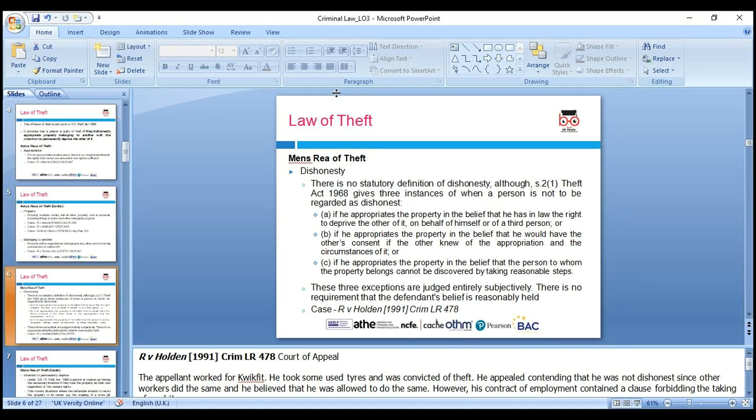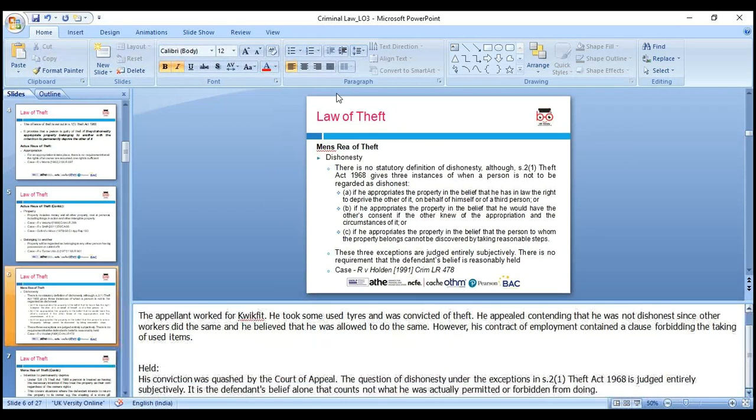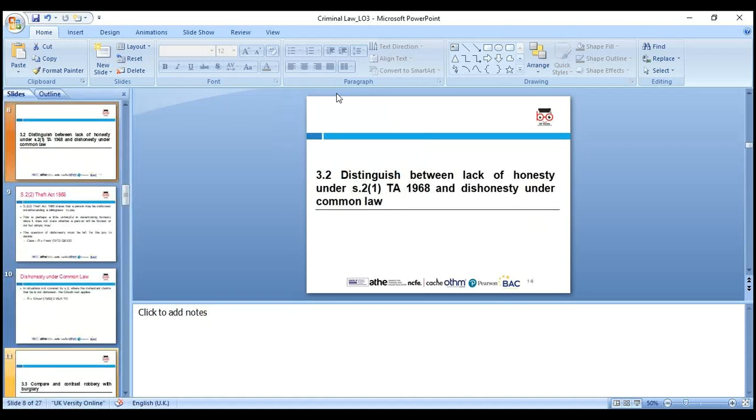So that was one of the cases, Holden, a Court of Appeal case, which we already discussed and which is quite similar. Any questions there? No. Okay, that is all about theft.